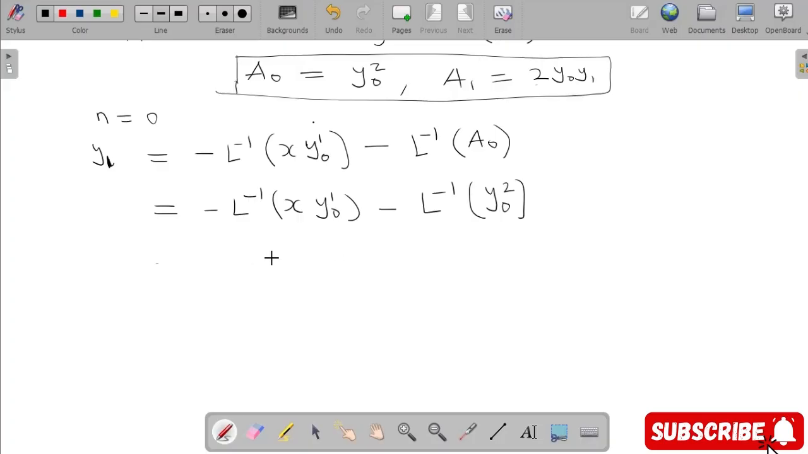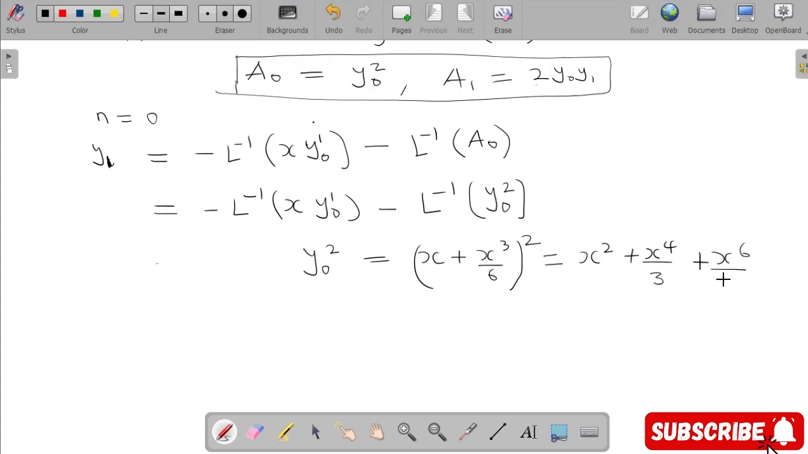So here y0 squared is going to be x plus x raised to the power 3 over 6, all squared, and if we expand this, we will obtain x squared plus x raised to the power 4 over 3 plus x raised to the power 6 over 36. So we have obtained our y0 squared.